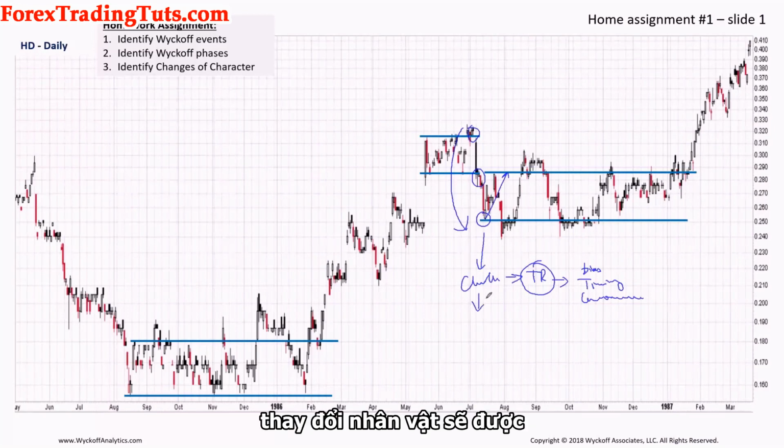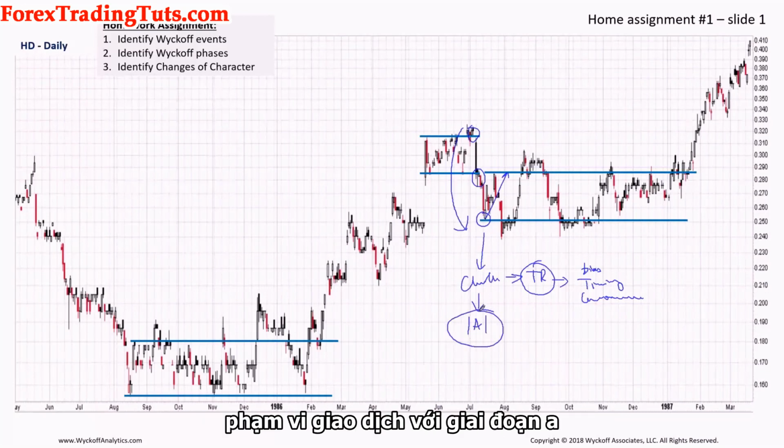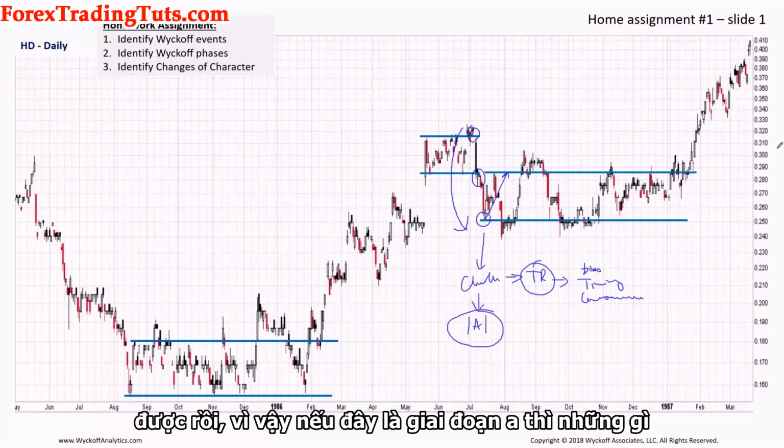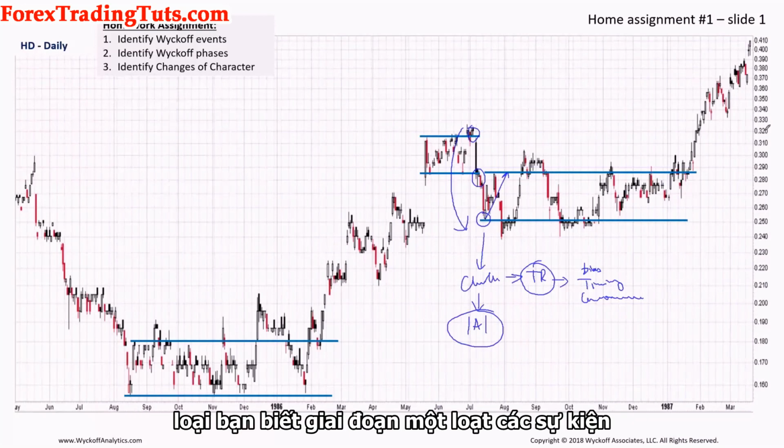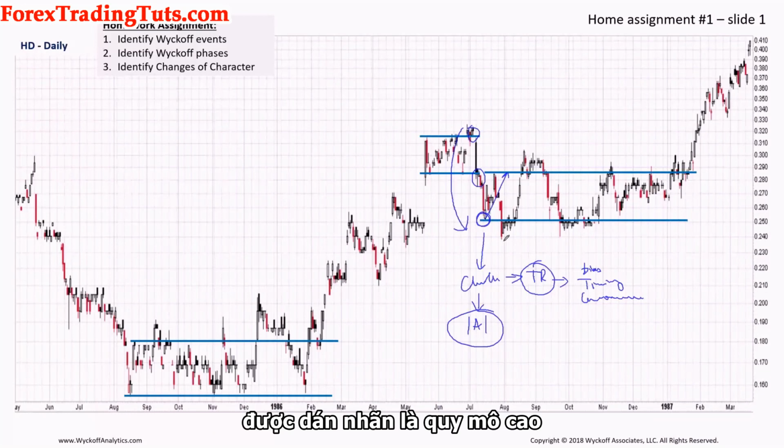Okay, and also change of character is always going to be associated on the way into the trading range with phase A. So if this is phase A, then what kind of phase A Wyckoff events do we have? The stopping action is going to be labeled as how? It will be labeled as a local selling climax.